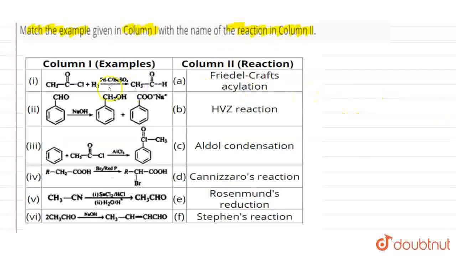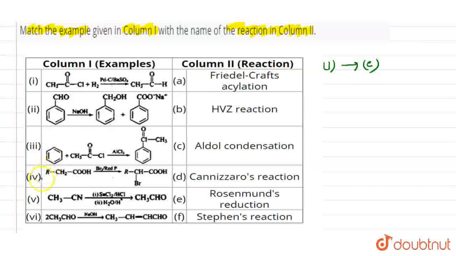Okay, so first of all I will talk about the first reaction here, right? This is CH3 C double bond O Cl, our acyl chloride, which reacts with H2 in the presence of palladium barium sulfate. Then it gives an aldehyde, right? So this is a naming reaction of aldehyde, and we can see there is a reduction reaction produced here. So this reaction is known as the Rosenmund reaction, right? So the correct answer here, Rosenmund reaction, is E, right? So we match the first reaction to E, which is the Rosenmund reaction, right?